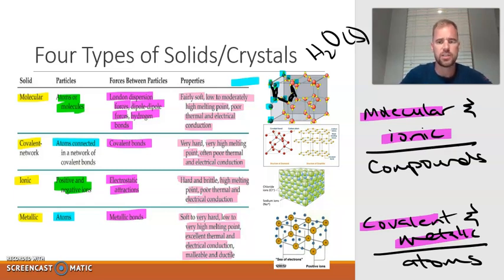The second crystal is the covalent crystal. So it's very, very tiny, but you see how all of these are the same color? That indicates they're the same atom, but they're being held together by something, and that something that we've talked about is the covalent bond. An example of this would be like carbon.